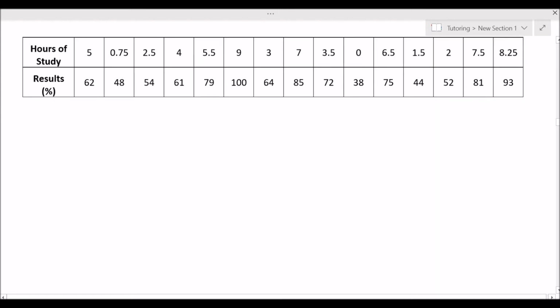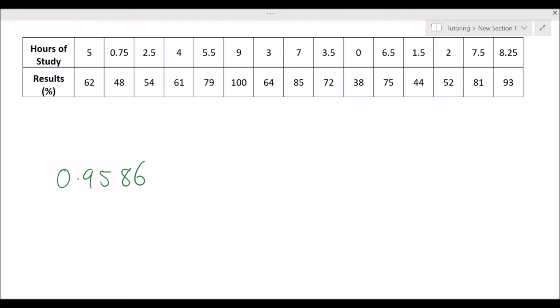Okay, if you've done that, the answer should be 0.9586, if I'm rounding to 4 decimal places. If you rounded to 2 decimal places, the answer, of course, would be 0.96.